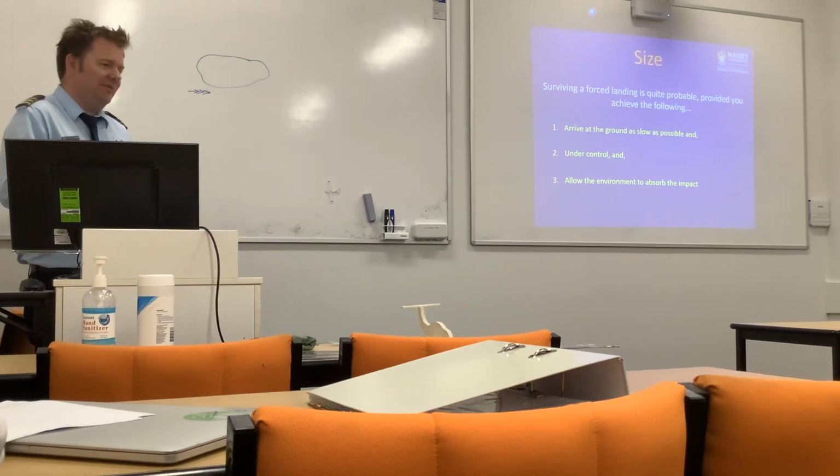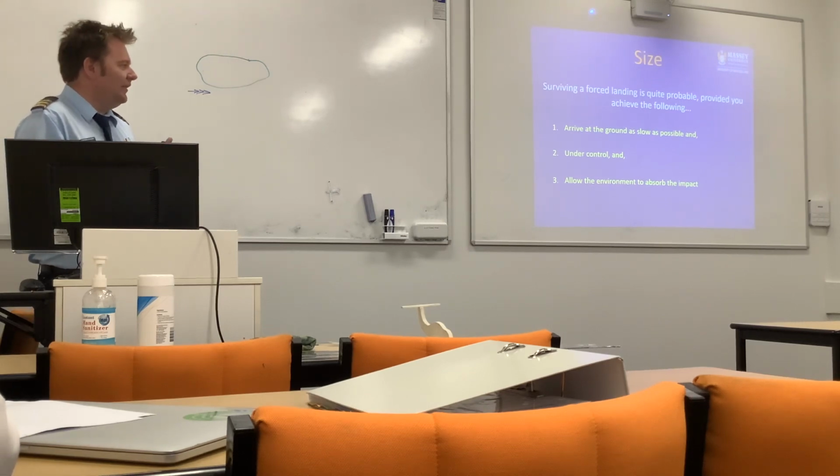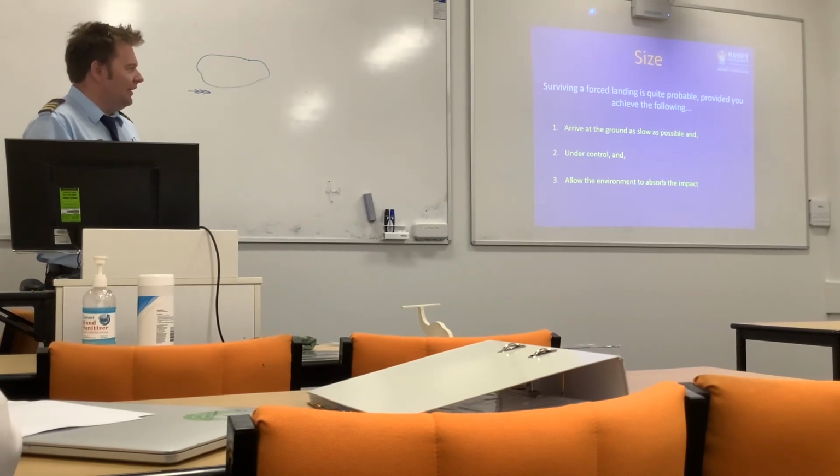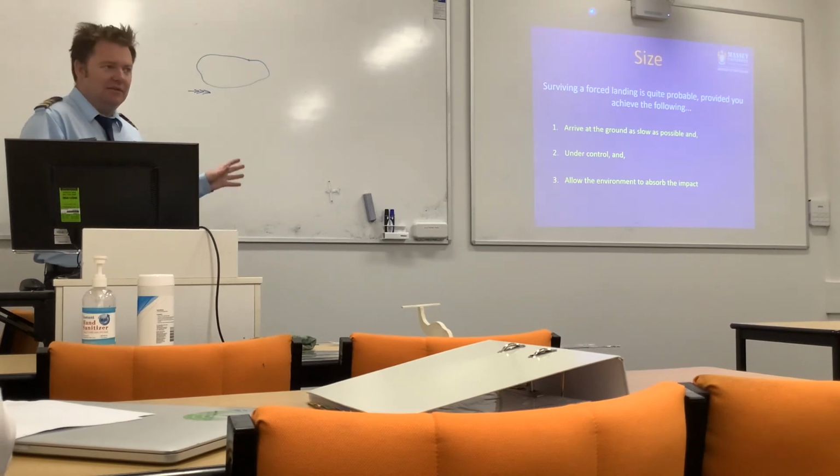You're not going to get too many fields longer than that, but we want something, again, where we can have enough space and size, where we've got enough distance to hopefully land as slow as possible, under control, and allowing that environment to absorb the impact. Do you guys know what all that means? I'm not sure if it was covered in the photo.